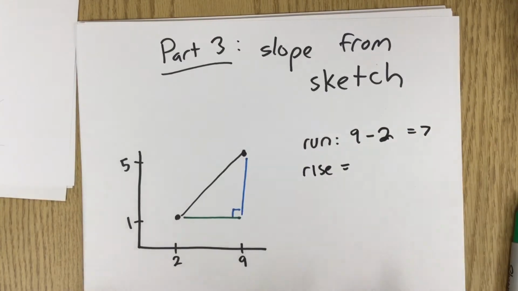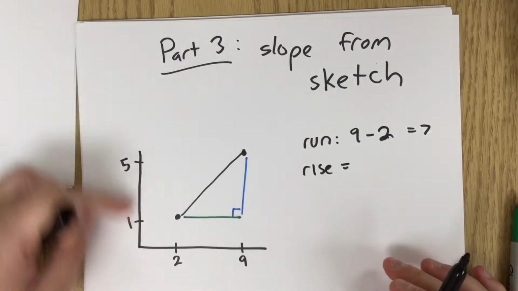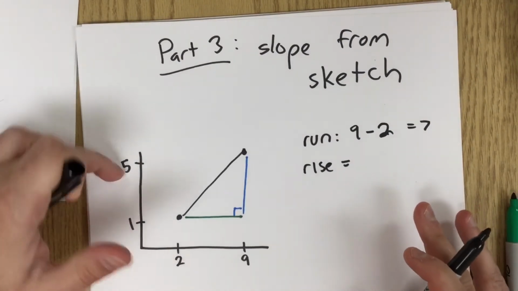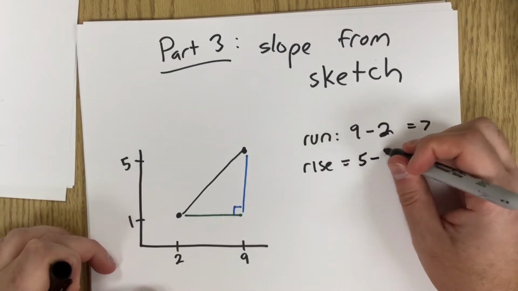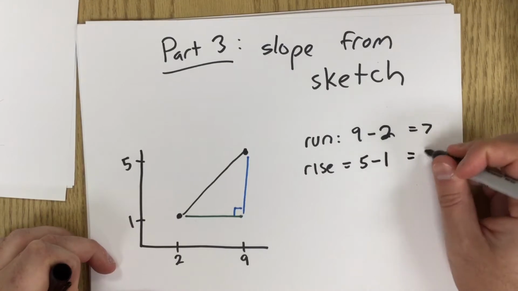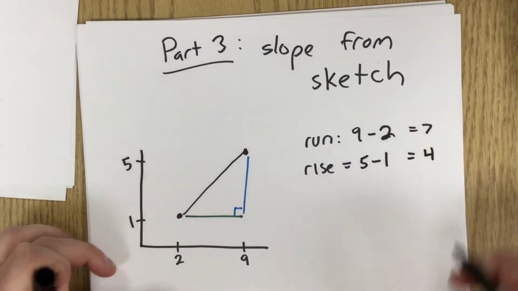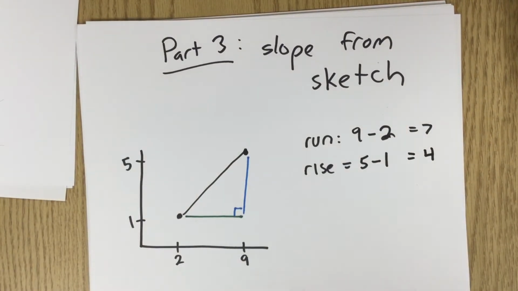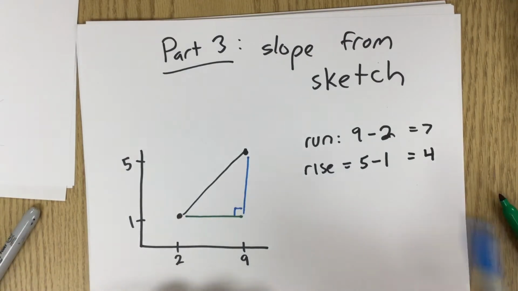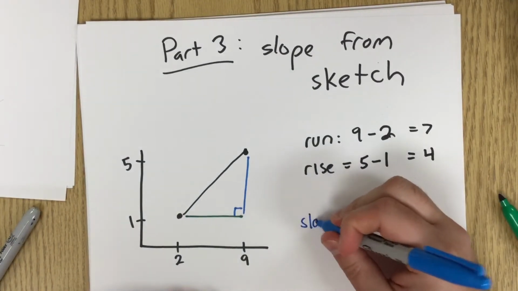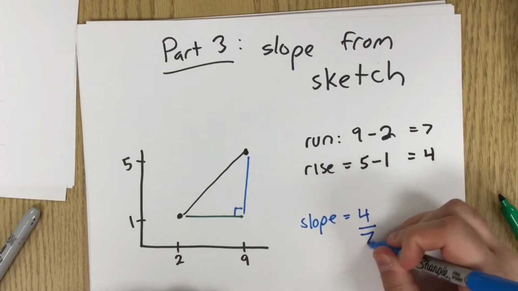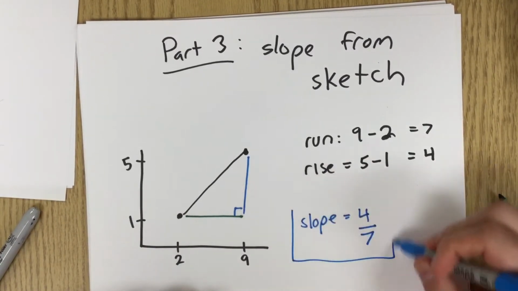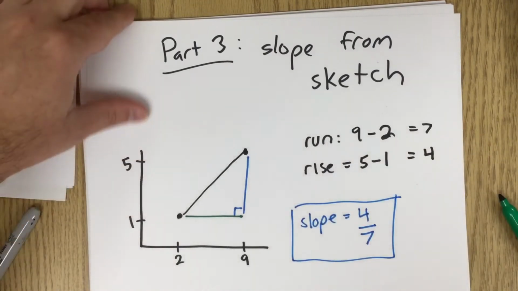Similarly, the rise, we started at 1 and went up to 5. So you could kind of in your head figure out that we went up 4. But if you weren't sure about that, you could say that we ended at 5, we started at 1. So the difference, the amount we went up, is 4. And then, of course, we have our slope. So our slope is the rise over the run. The rise is 4. The run is 7. And the slope is 4 over 7.